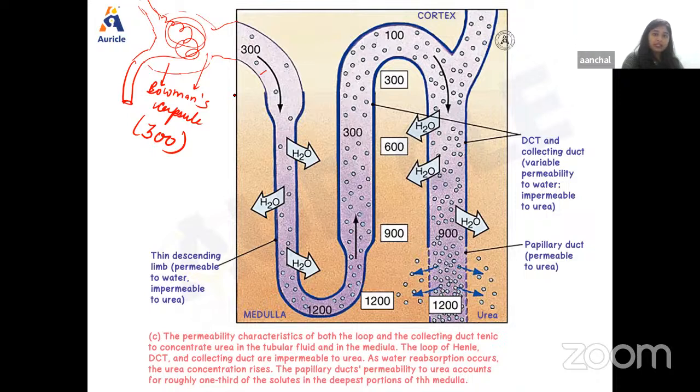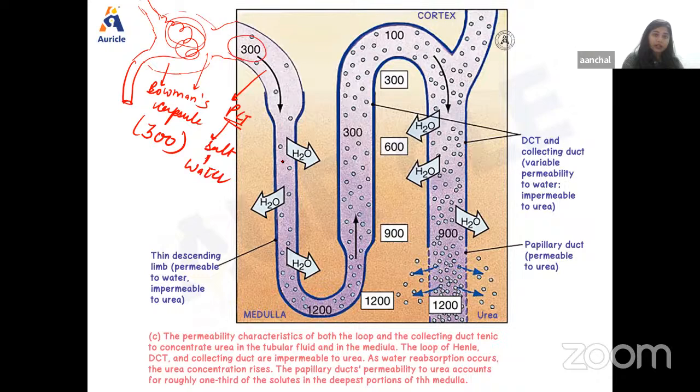Next we have the PCT part. In the last class, in urine formation, we discussed that when the filtrate flows through the PCT, there is active reabsorption of salts like sodium and chloride. Along with the salt, reabsorption of water also occurs by passive processes. So the osmolarity of the fluid inside the PCT also remains similar to plasma, about 300, because both salt and water are getting reabsorbed. That's why the osmolarity remains the same, about 300.